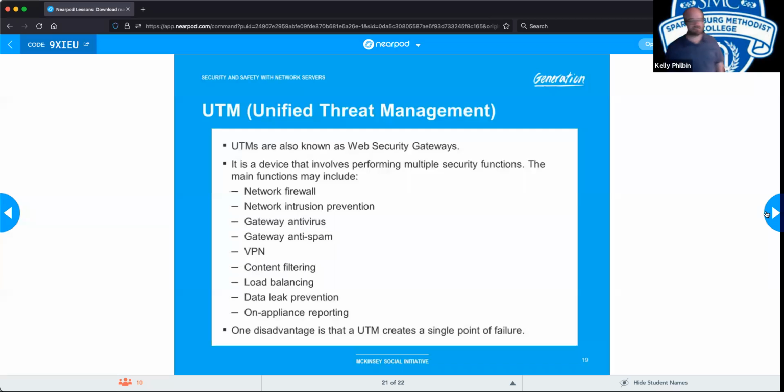Don't need it. Problem is single point of failure. If this device fails, you are wide open. It does have its functions. It's good for small businesses and stuff like that that can't afford to have multiple hardware firewalls and buy all kinds of fancy equipment. It does provide a relatively economic, well-rounded security function. But again, it gives you a single point of failure.